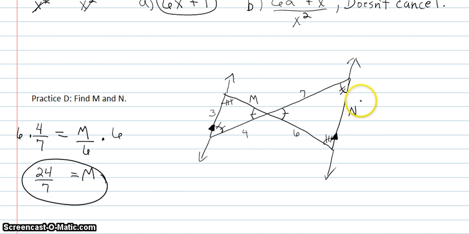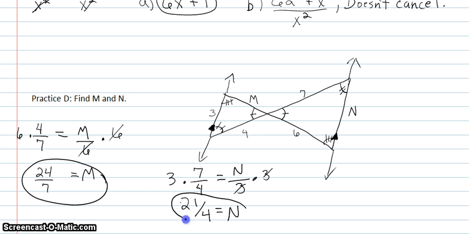Okay, and then to find out what N equals, I'll use that same 4 and 7, but this time I'm going to write the 7 on top of the 4 because I want to write my N on top, and it's going to be N over 3, and I'll multiply 3 on both sides. So here it'll cancel just like it did with the M, so 6. And I'll have 21 over 4 equals N. So we found the M and N on practice D.